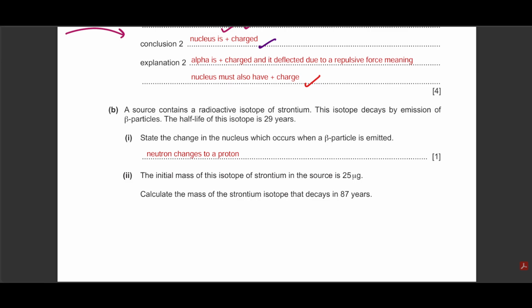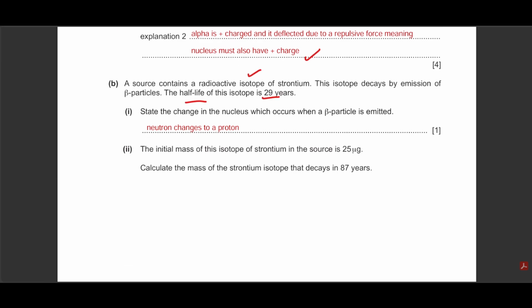A source contains a radioactive isotope of strontium. This decays by beta emission. Half-life is 29 years. Okay, fine. State the charge on the nucleus of the beta positive. What happens inside? What's the mechanism? So again, a memory-based question.